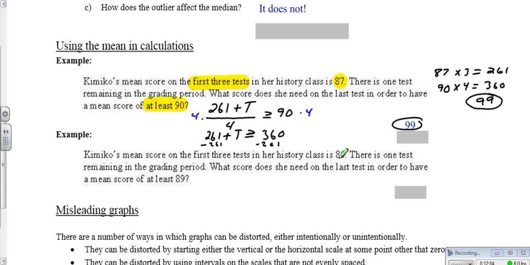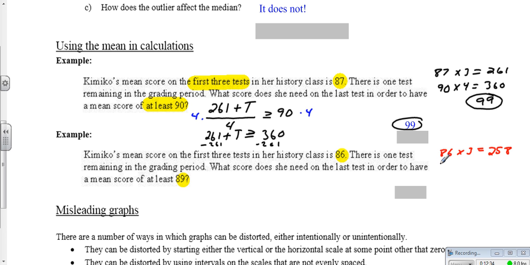First 3 tests had an average of 86. 1 test left, she wants to average 89. Okay, so she averaged 86 on her first 3 tests. So what must they have added up to in order for her to divide by 3 and get 86? So if I multiply 86 times 3, those 3 tests must have added up to 258.